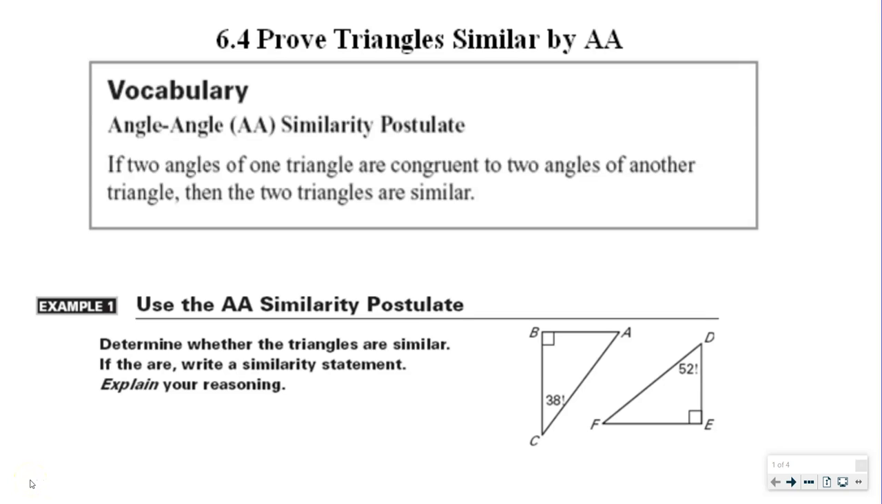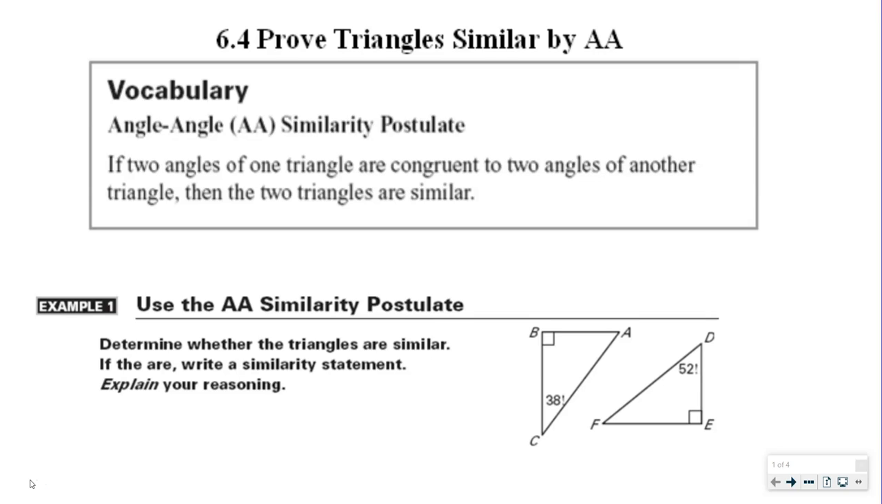All right, class, next section, 6.4, proving triangles similar by AA, or the angle-angle similarity postulate. Not to be confused with our congruence postulates like SAS, SSS. Those were for proving triangles congruent. Now we're going to be proving triangles similar. Similar does not mean the same, but it means like it, similar to it.